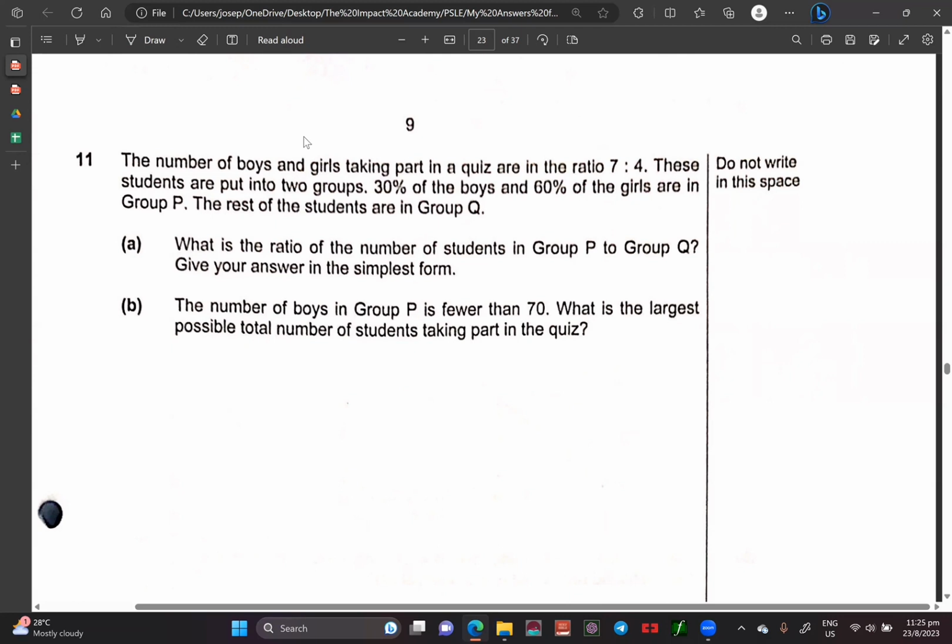So for question number 11, it says that the number of boys and girls taking part in the quiz are in the ratio of 7:4. All right, so we can say that boys is to girls is in this ratio, which is 7:4. Okay, so once this is done, you can move on to sentence number 2. It says that these students are put into 2 groups. 30% of the boys and 60% of the girls are in group P.